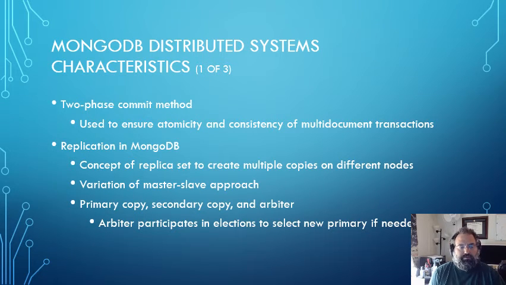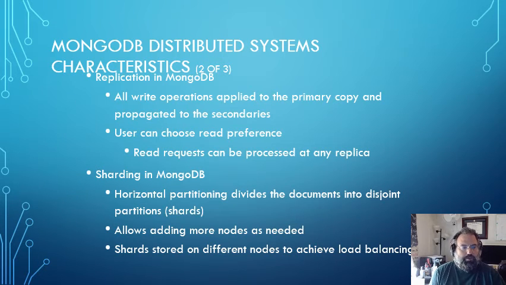Replication in MongoDB is the concept of a replica set to create multiple copies on different nodes. It's a variation on the master-slave approach: primary copy, secondary copy, and arbiter. The arbiter participates in elections to select a new primary if needed. In replication in MongoDB, all write operations are applied to the primary copy and propagated to the secondaries. Users can choose to read for read performance. Read requests can be processed at any replica.